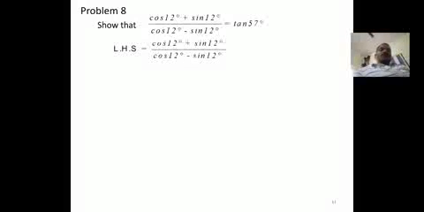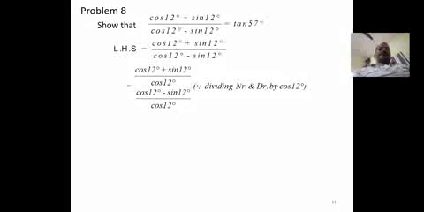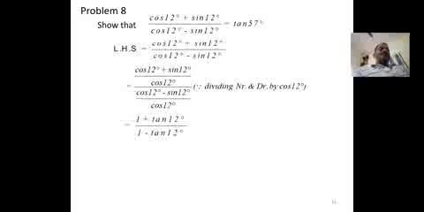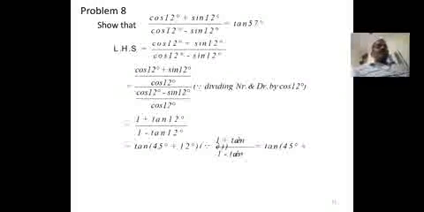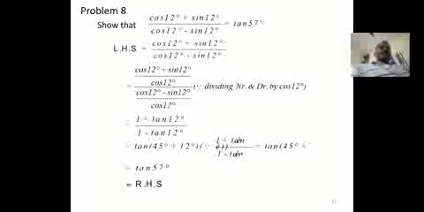Now same as this, by taking LHS, the numerator and denominator are divided by cos 12, then (1 plus tan 12) by (1 minus tan 12). This is tan(pi by 4 plus 12), that is tan 57. Same as this one, next problem: (cos 37 plus sin 37) by (cos 37 minus sin 37).